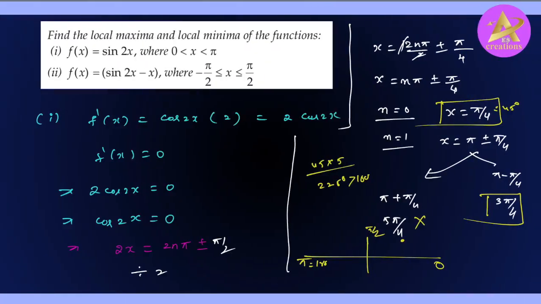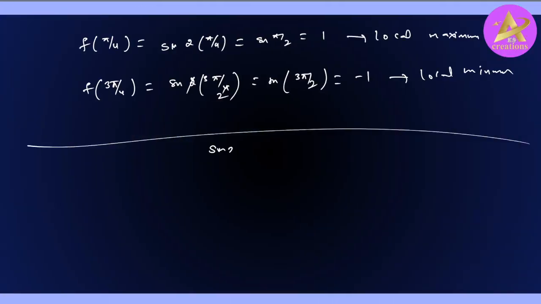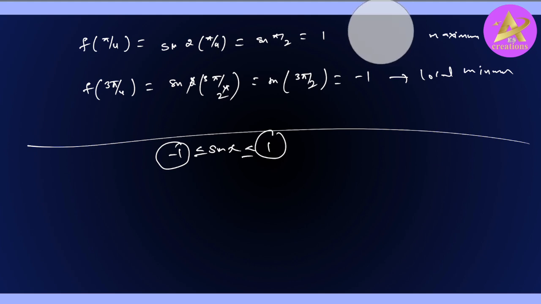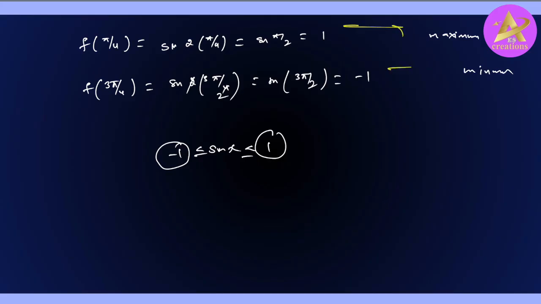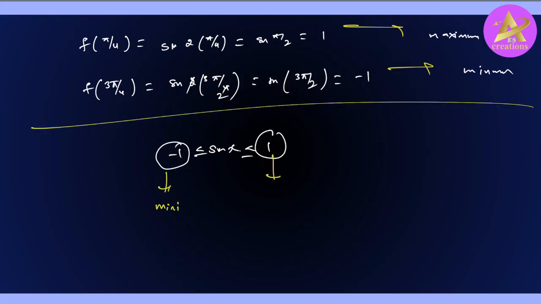Another method is, we already know sin x always lies between minus 1 and 1. That means the minimum value is minus 1 and the maximum value is 1. Simply it is maximum and minimum only, no need to take local maxima or local minima. Similarly for sin 2x also, it always lies between minus 1 and 1.